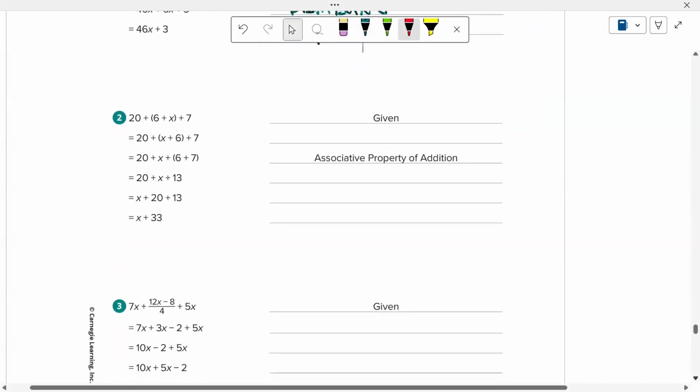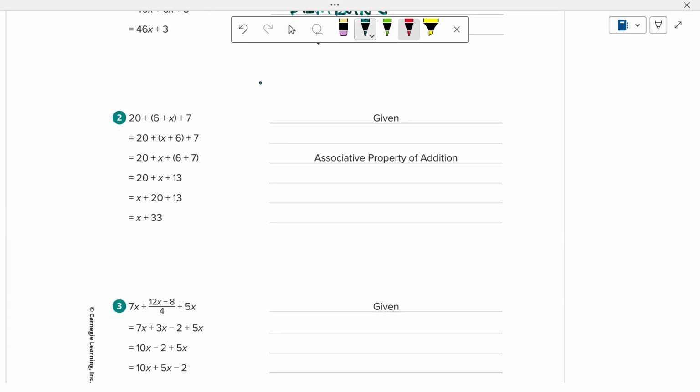You're going to do that for number 2 and 3. I'll be checking that out. Like I said, I don't care if you're wrong. I want to see what you're thinking so I have an idea how to help you in class.